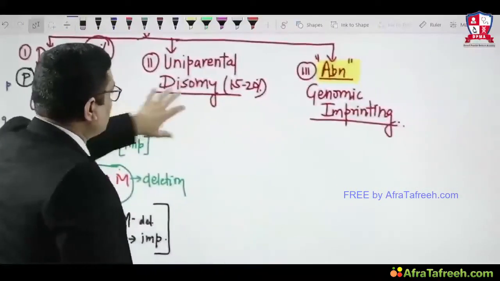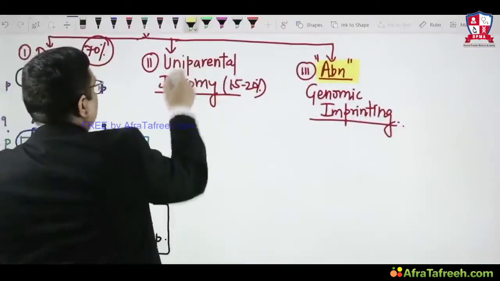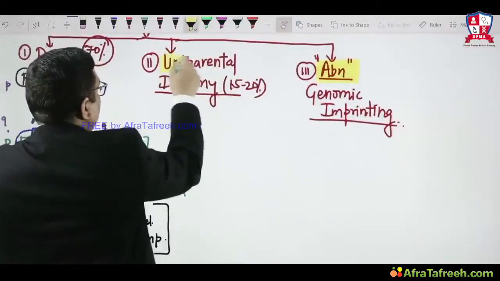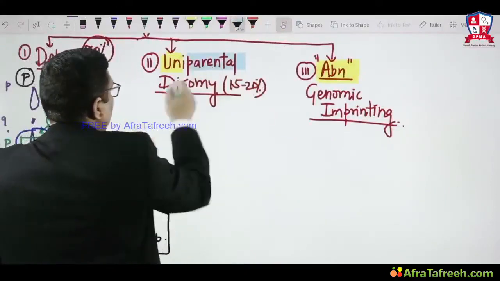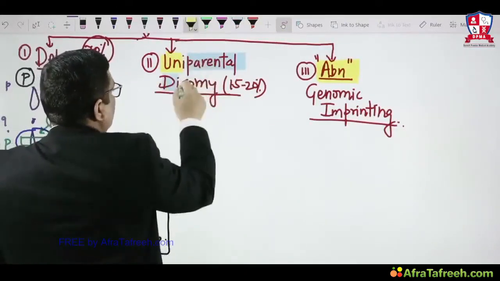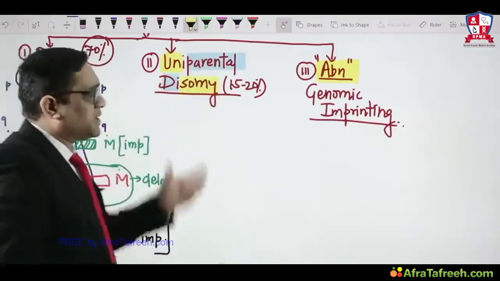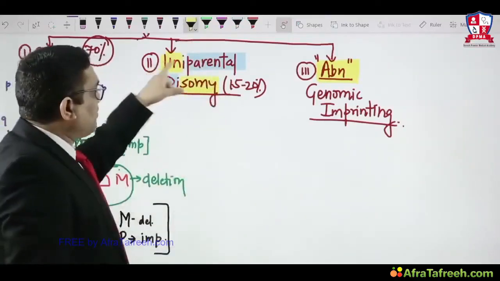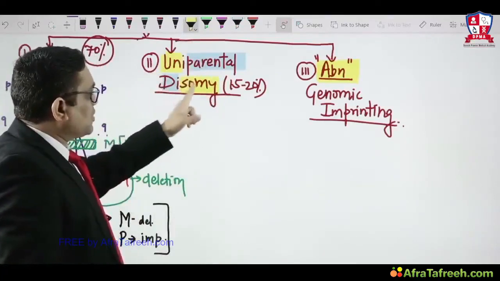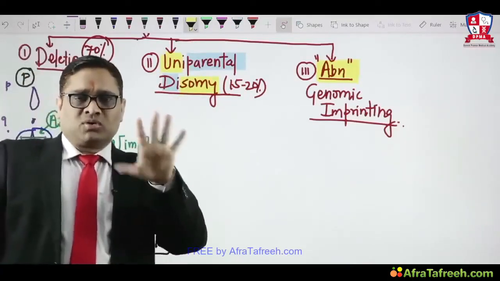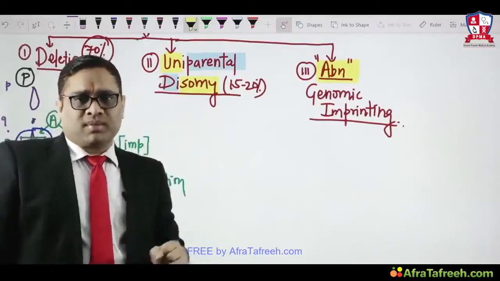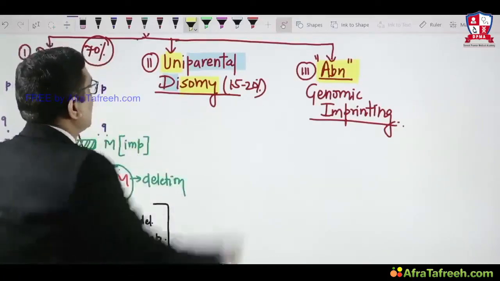Look at this name, uniparental disomy. If you remember, when we discussed autosomal recessive, I told you about uniparental disomy. So this name itself is a mnemonic, right? One parent giving two chromosomes. That's all. One parent is giving two defective chromosomes, and that is why this disorder will develop. So now we will see uniparental disomy.